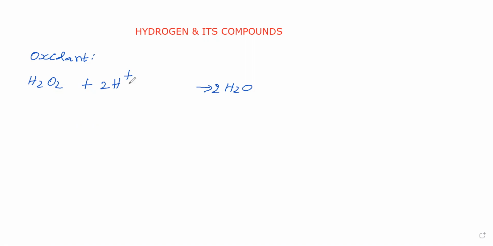Then we will balance electrons. Here +2 is there, therefore 2 electrons. For this E naught is 1.77 volt. For this, the potential is 1.77 volt, we can say.